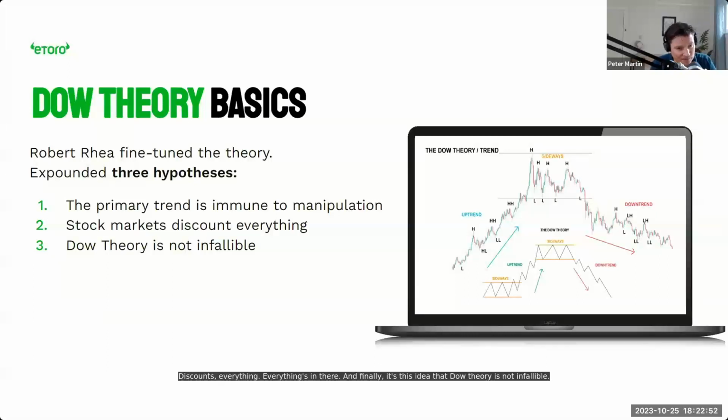Everything's in there. And finally, it's this idea that Dow theory is not infallible. It's not an infallible way of making money from the market. You can't just use it blindly and it will make you money. A lot of care has to be used. There is lots of potential for you being misled, or your own emotions causing you to misinterpret what's going on. Really, it's just a way of improving your way of trading the markets.